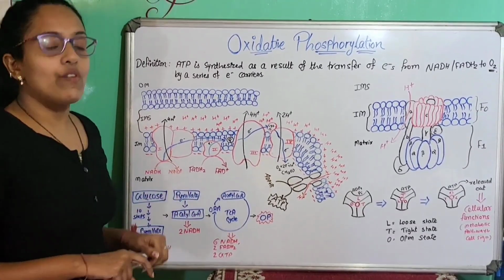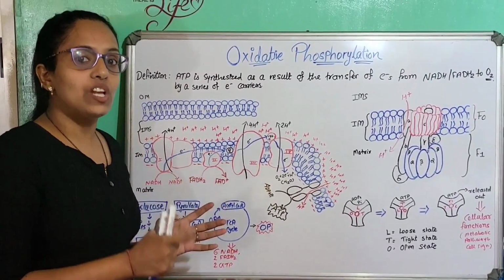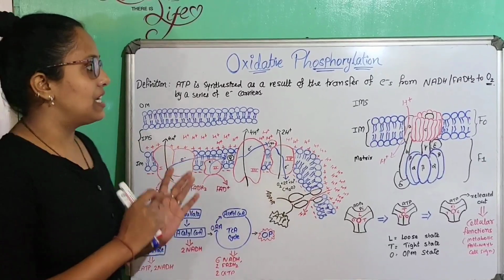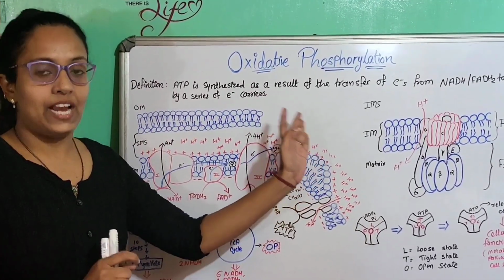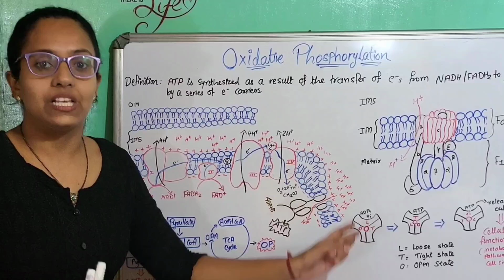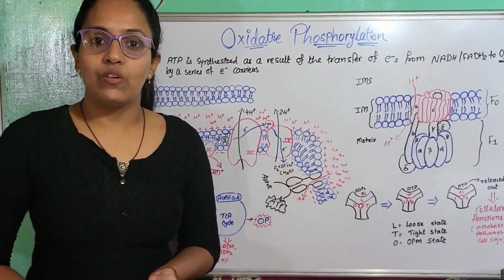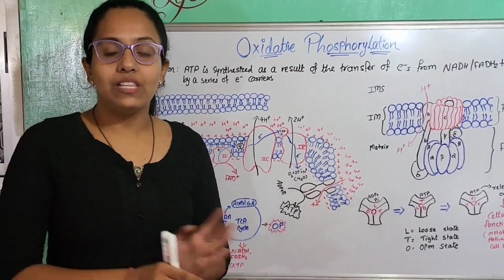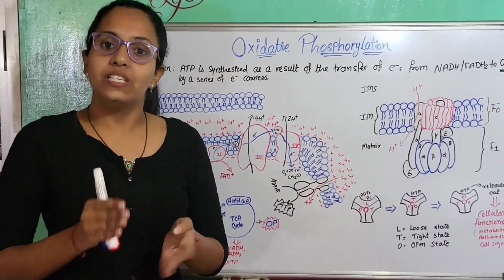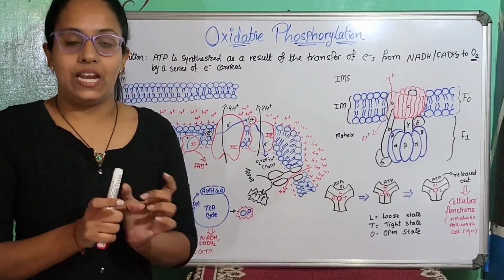Oxidative phosphorylation is a very important and crucial phenomenon of life science, because at the end of this process, ATP is synthesized. So first of all, what is ATP? ATP is an energy-possessing molecule which is required whenever there is a need of energy or energy demands. ATP fulfills that energy demand.